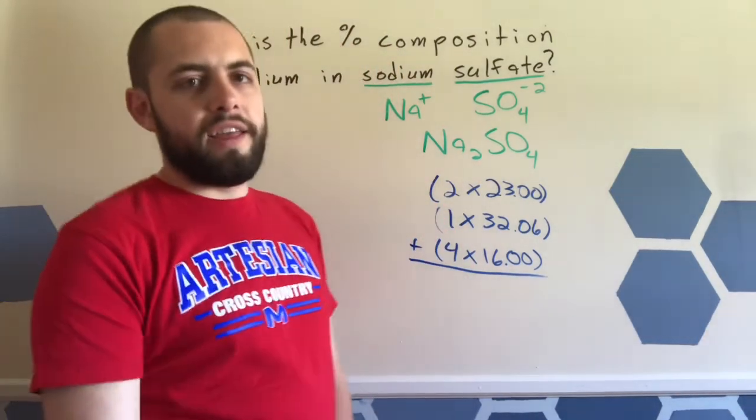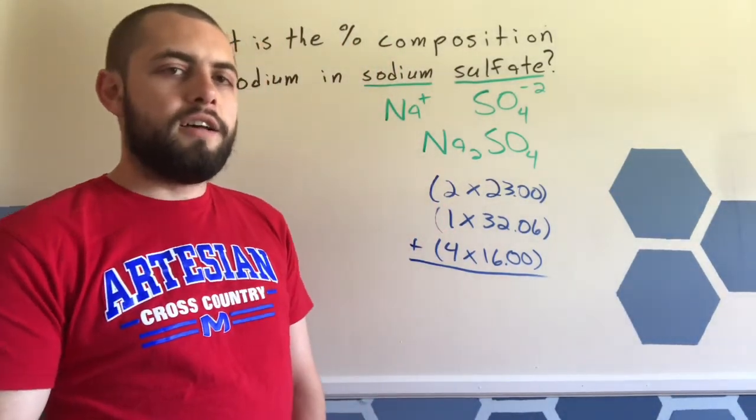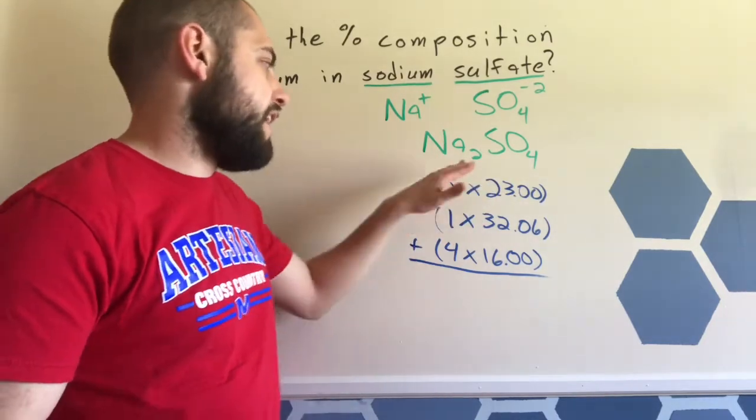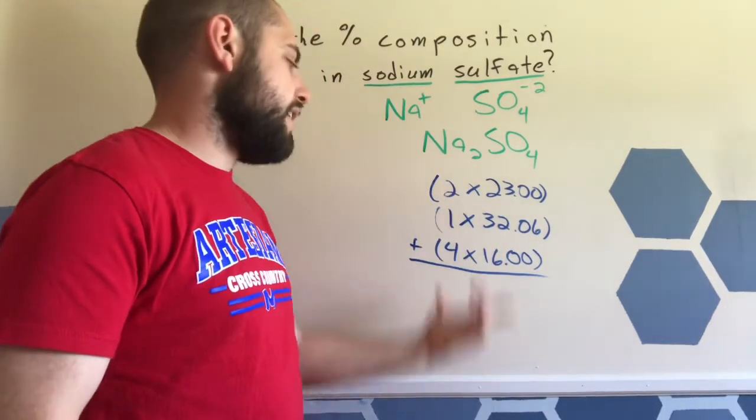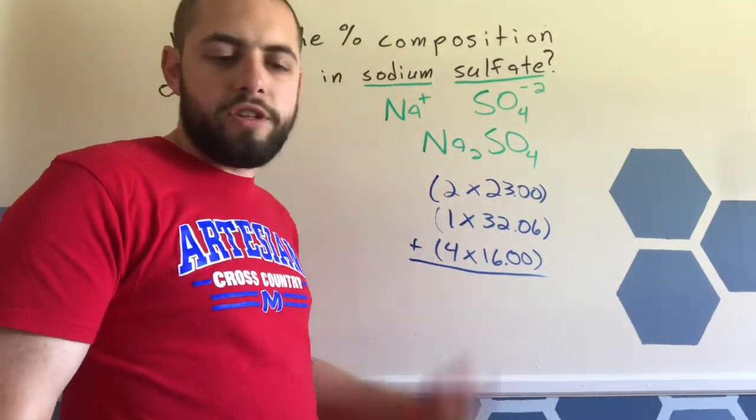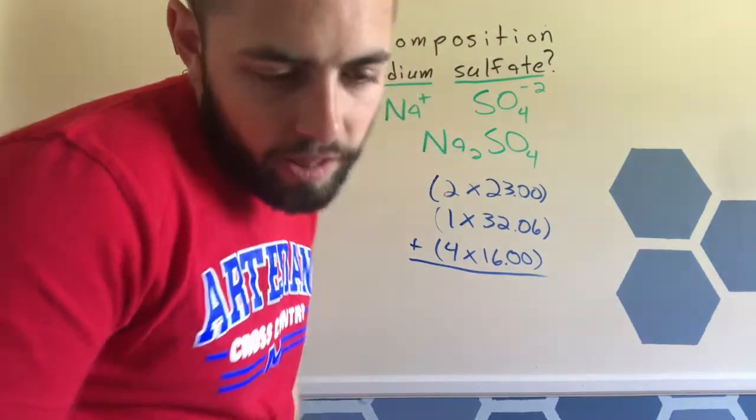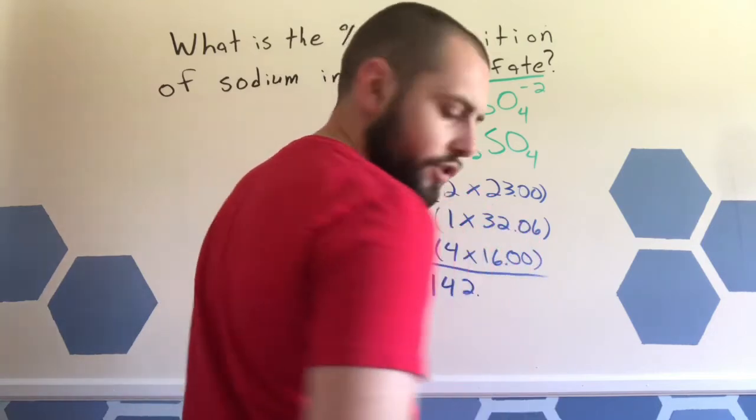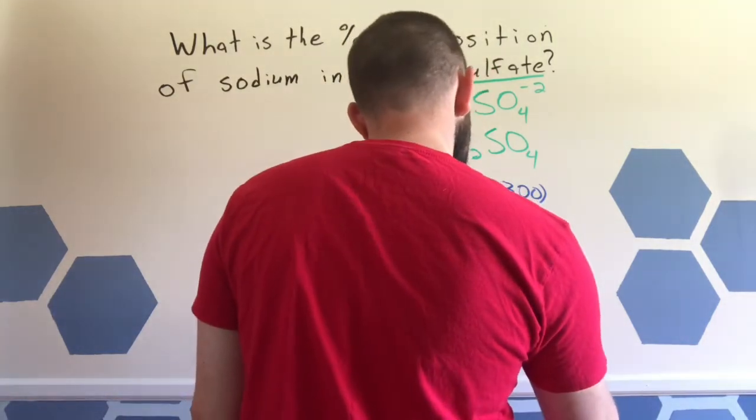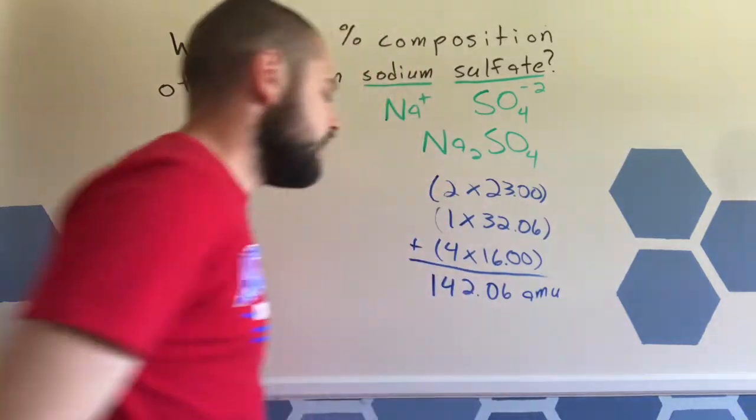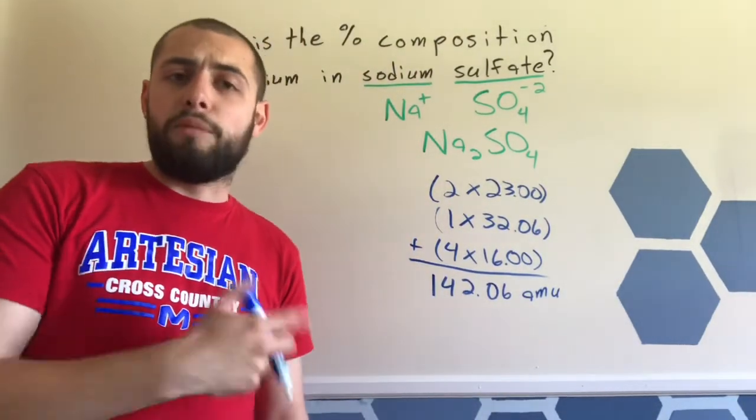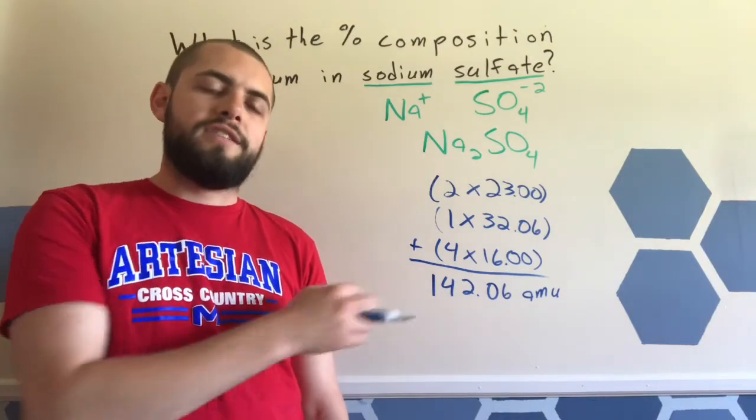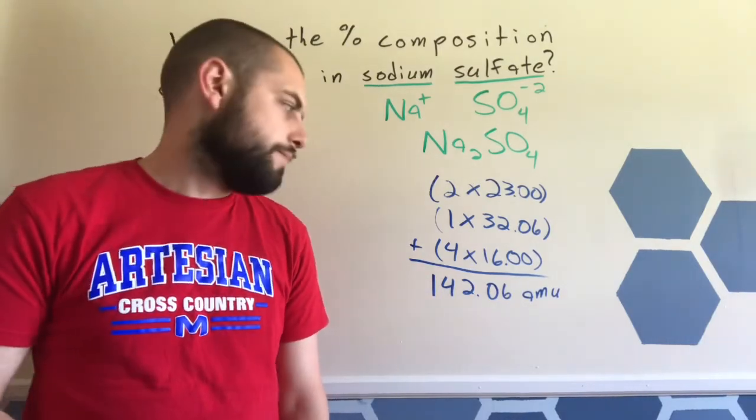I'm going to multiply, and then I'm going to add all of these up to find the mass of the entire molecule. So I've done this in advance. If I multiply these and then add, following my order of operations, I'm going to get a molecular mass of 142.06 atomic mass units. I also could have gotten the molar mass. It would be the same number with grams per mole as the unit. I'm going to stick with AMU for now.